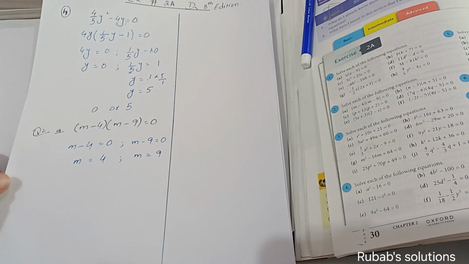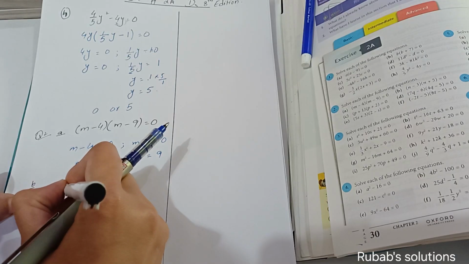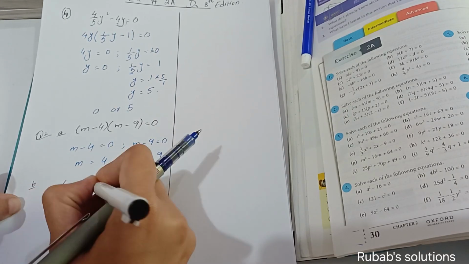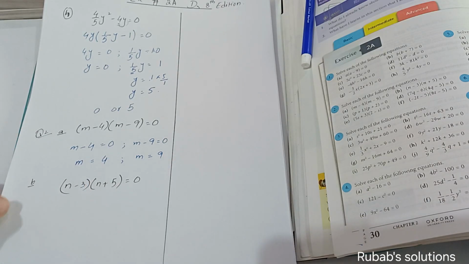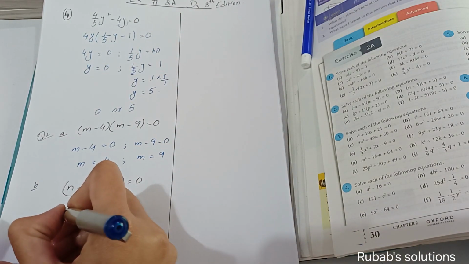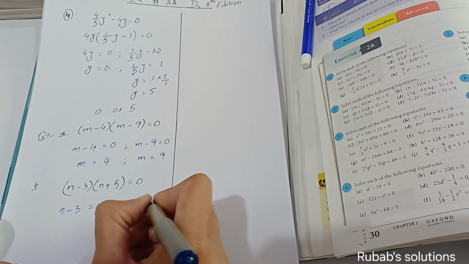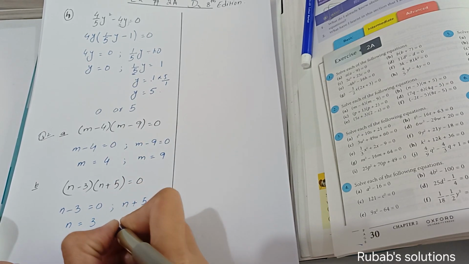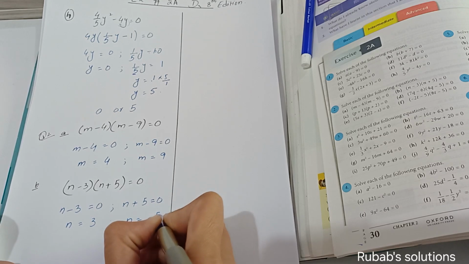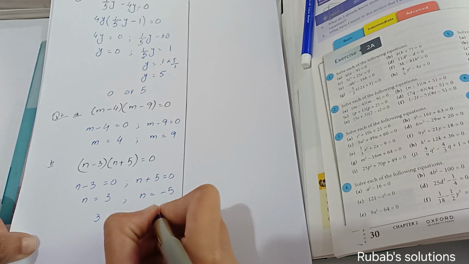Both are fine. Okay, moving towards part B. This is n minus 3 and n plus 5 is equal to 0. So n minus 3 is equal to 0, or n plus 5 is equal to 0. So it will become n is equal to 3 or n is equal to minus 5. So my solution set is 3 or minus 5.